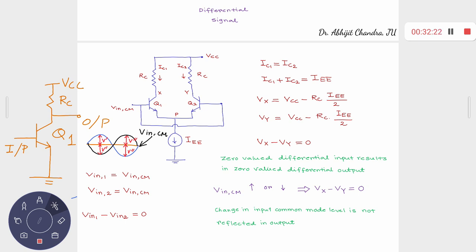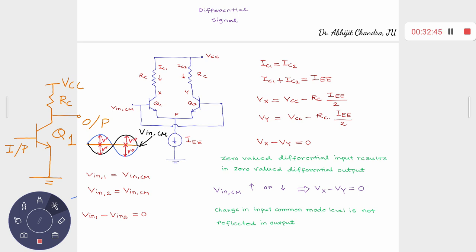Okay, so obviously since this differential signal has two components, one is the DC level and the other is the small signal component, we'll analyze the performance of this circuit separately. First we consider the performance of this particular amplifier under DC condition. What does DC condition mean?